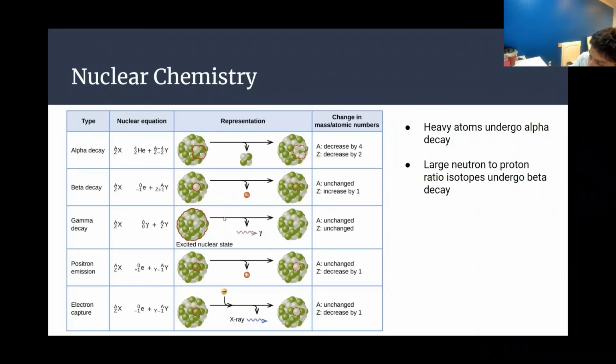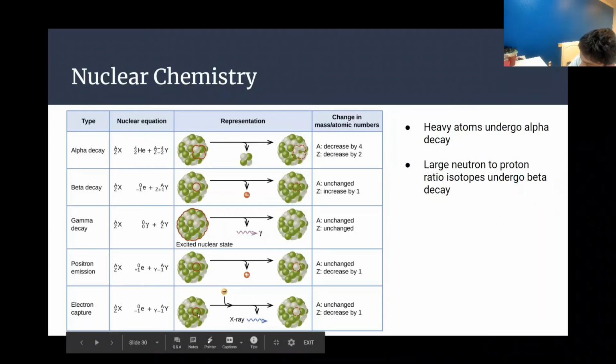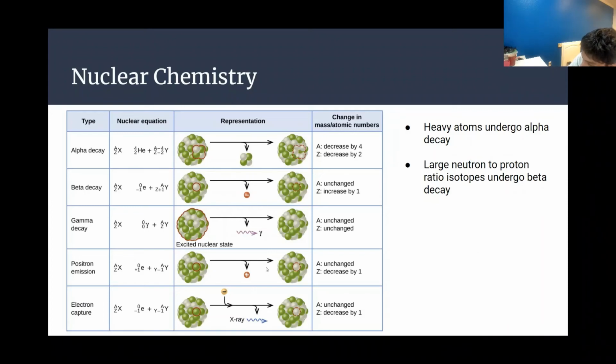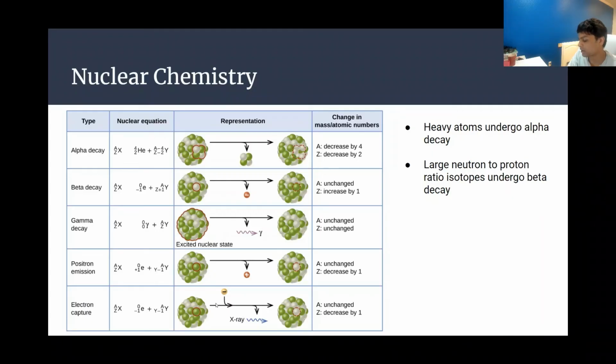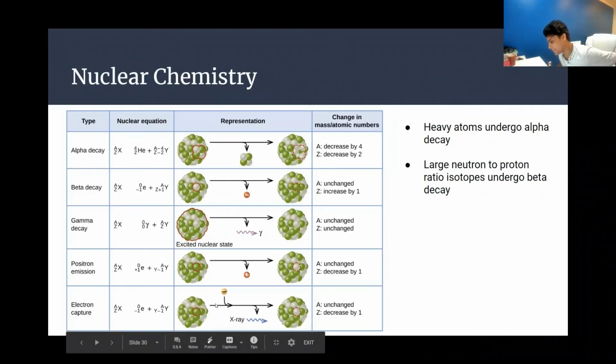Gamma decay is where they undergo excited energy states and just release gamma rays. Positron emission is where a proton loses its positiveness by emitting a positron, and it will form a neutron. Electron capture is where a proton, something positive, and an electron, something negative, combine and form a neutron, releasing an X-ray in return. And the fun fact is, if a positron and an electron combine, they will release a huge amount of energy. And that's not an epic gamer moment, so yeah.